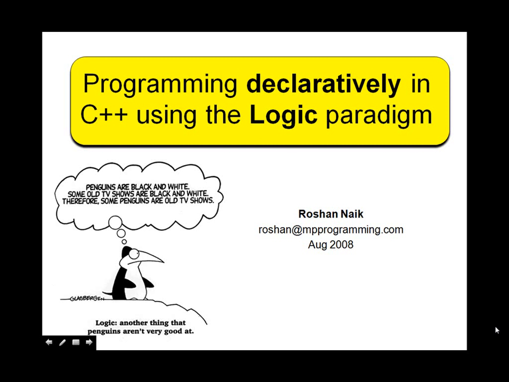Coming to the logic paradigm. Each of these examples of declarative programming like SQL, HTML, and so forth, these are all domain-specific declarative programming facilities. And the logic paradigm, in contrast, is a general-purpose declarative programming facility. And this is what this presentation is about. It's about how to use this paradigm to do general-purpose computation in C++.